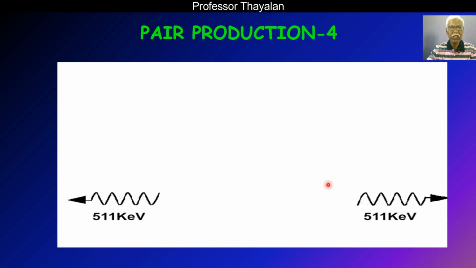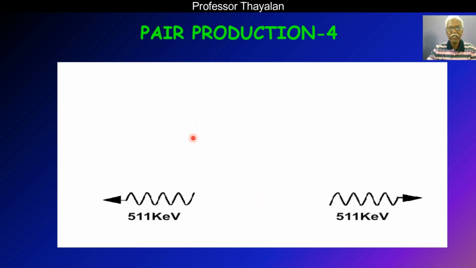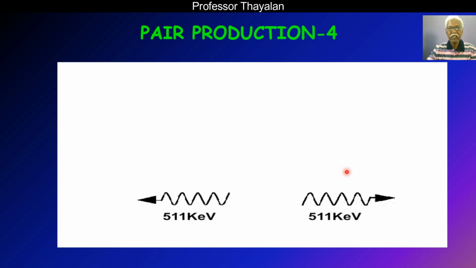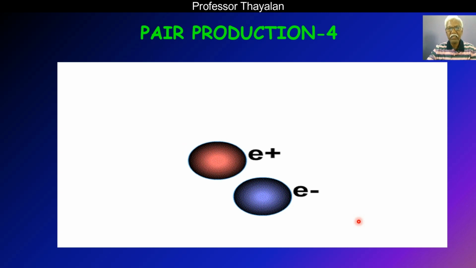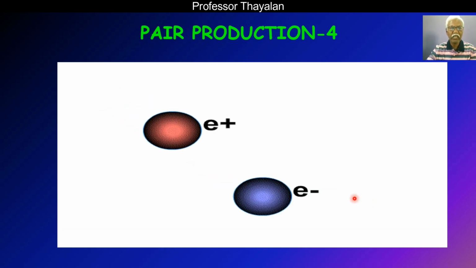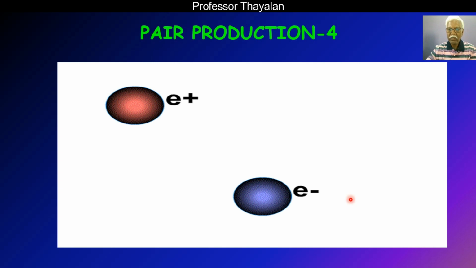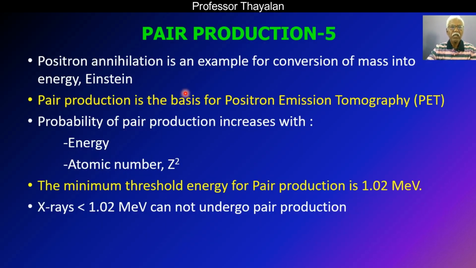So let us see the picture. The positron is coming, combines with the electron and produces two gamma photons in opposite directions, and the energy of each gamma photon is 511 kilo electron volt. Positron annihilation is an example of conversion of mass into energy as predicted by Einstein. This pair production is the basis for positron emission tomography or PET-CT, nowadays commonly used in medical imaging.